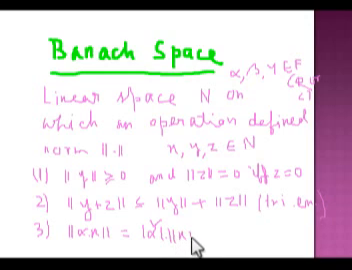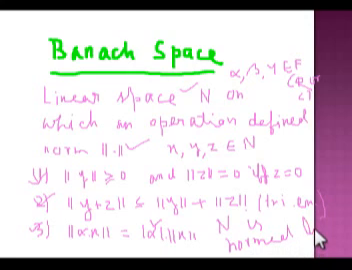If these three conditions are satisfied by a linear space on which an operation called a norm is defined, then N is called a normed linear space, or normed vector space.